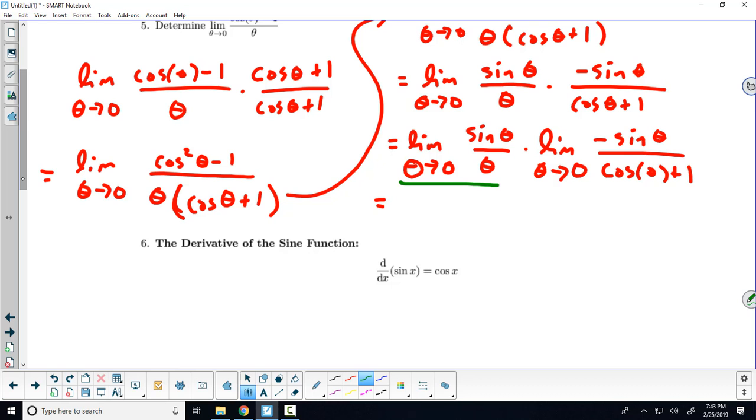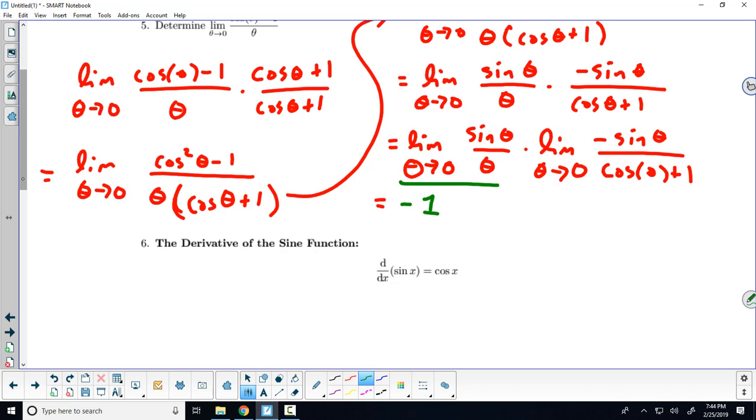Could you have kept the negative on the sine theta over theta? Yep. But then I would probably factor the negative out, so there's the negative that I factored out, and then 1 is what the limit evaluates to.